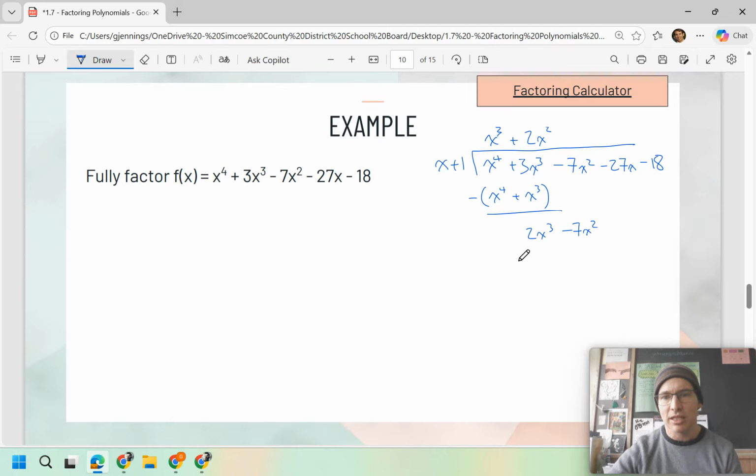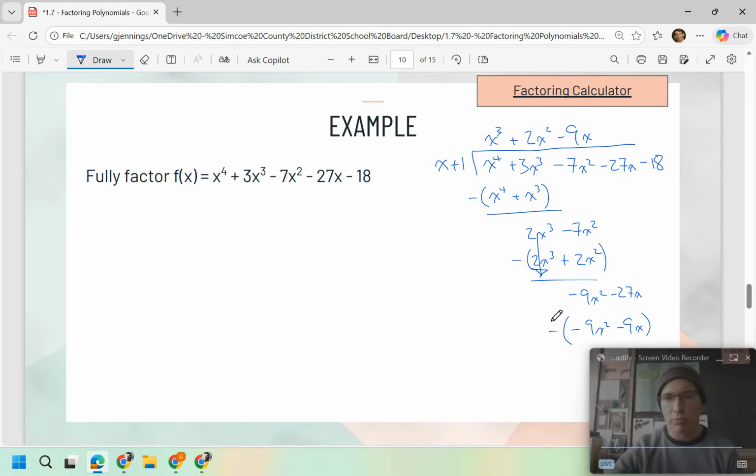to get the next thing, so that's going to be minus 2x cubed minus 2x squared. Sorry, plus, but we're going to subtract. So this is, of course, 0. This gives us minus 9x squared minus 27x. So we're going to be minus 9x there. Gives us minus 9x squared. To knock that one out, minus 9x.